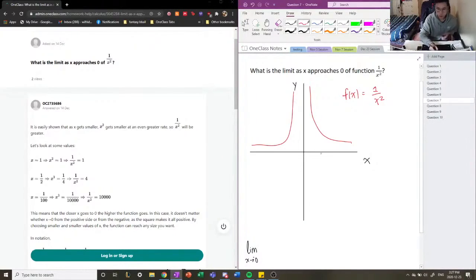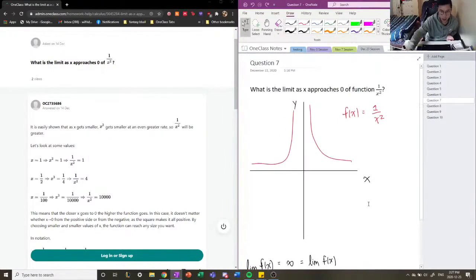Okay, so if we approach x equals 0 from the left side, so from the negative side, we can see here that our function tends towards infinity. And it's the same thing with the other part of our function, the right-hand side. As the limit approaches 0 from the right-hand side, we also get infinity. And this is because of the nature of this function itself.